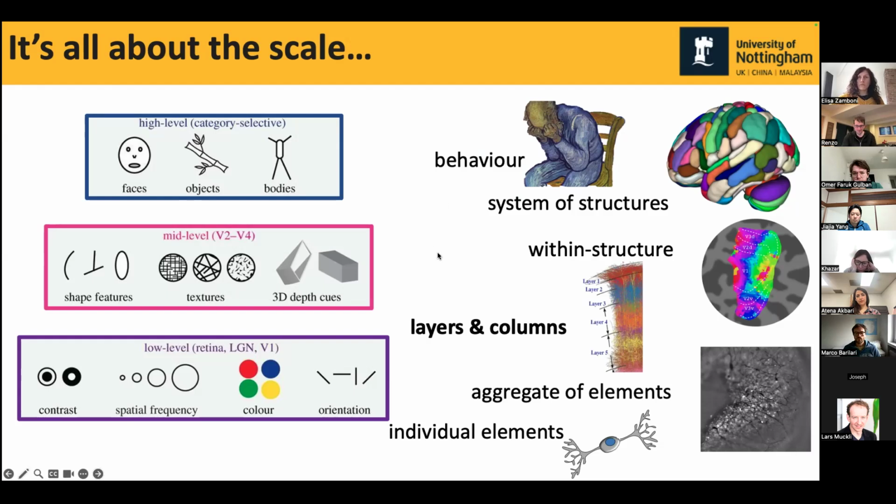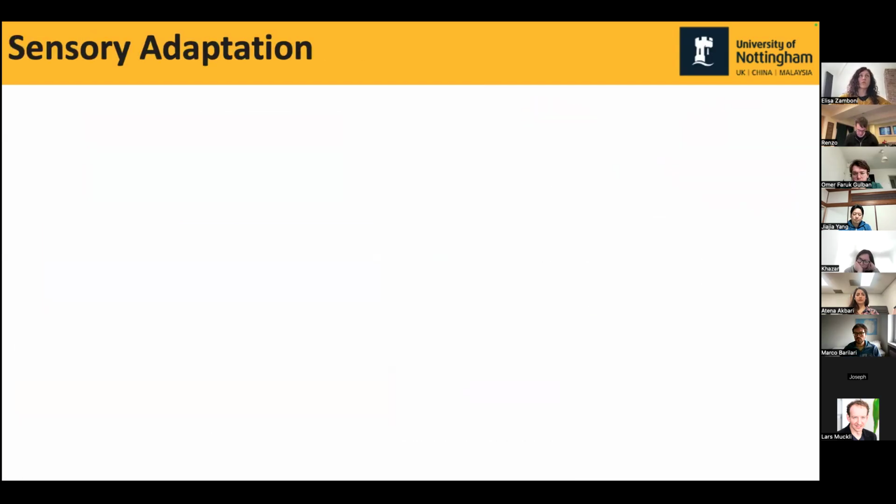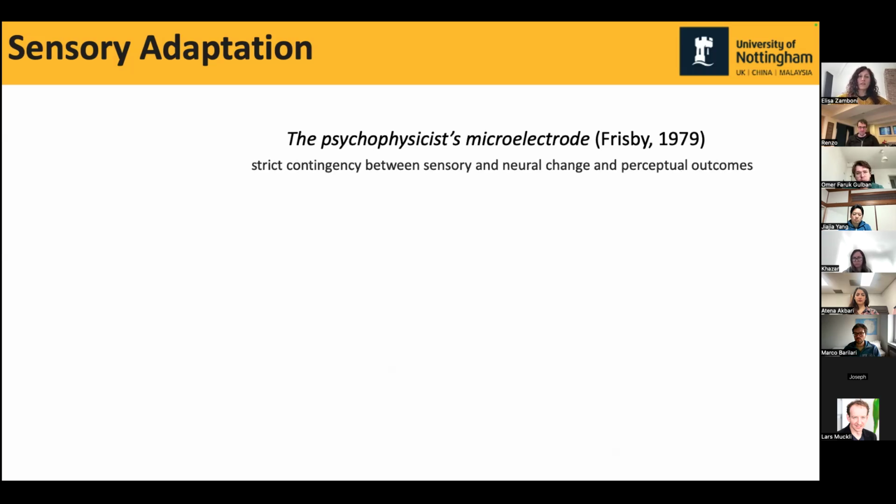My journey with layers and columns really started during my first postdoc in Cambridge, as Renzo mentioned, where we were interested in some more low-level visual features, or even something lower, in fact, because what we looked at was sensory adaptation. Sensory adaptation is a fundamental property of brain function that allows us to enhance our sensitivity to changes in the environment surrounding us, and is generally defined using psychophysics and microelectrode recordings, which highlight the strict contingency between sensory, neural change, and perceptual outcomes. So this is the ability to link together what's happening out there in the world with what's changing in the brain and how we perceive the world itself.